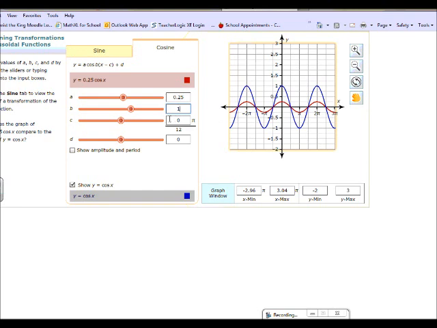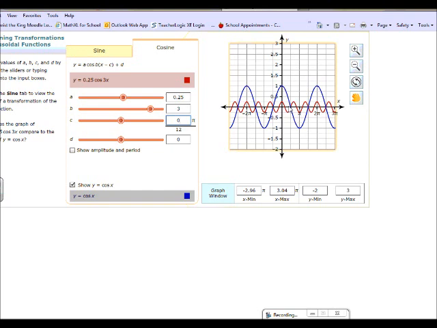Then we'll do our B value. Do that one next. That was a 3. Think about what it should do. There we go. Look at that. It made the period much smaller.